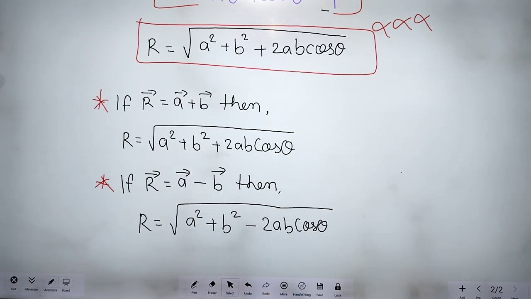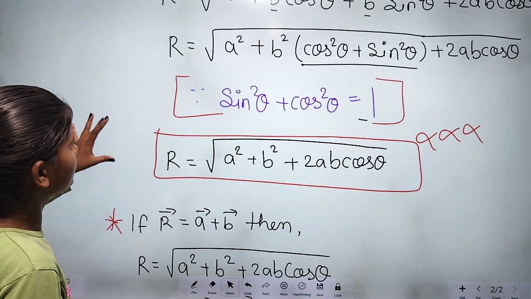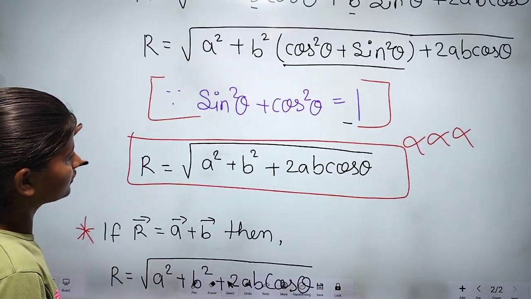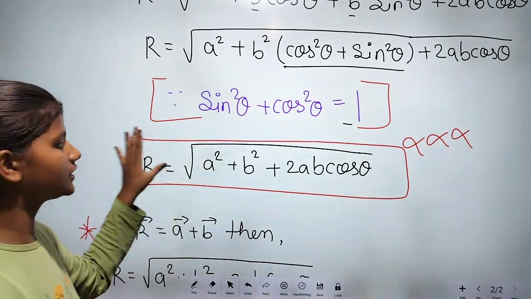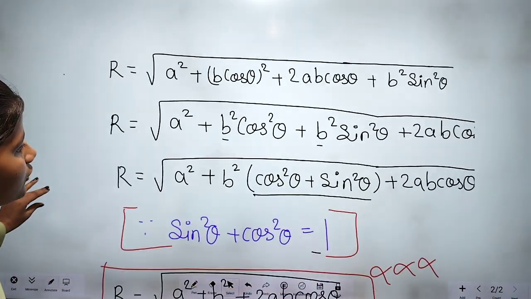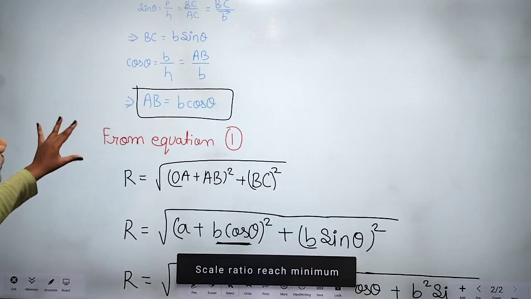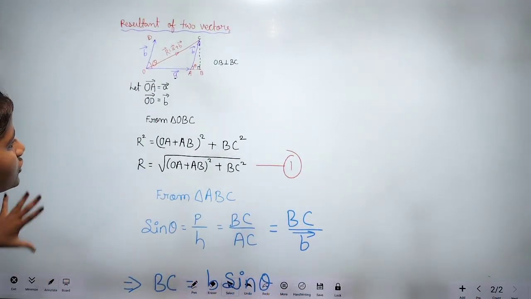So I hope you understand all the things. This one is an important formula, that resultant is equal to root under A square plus B square plus 2AB cos theta. And I hope you also understand this.